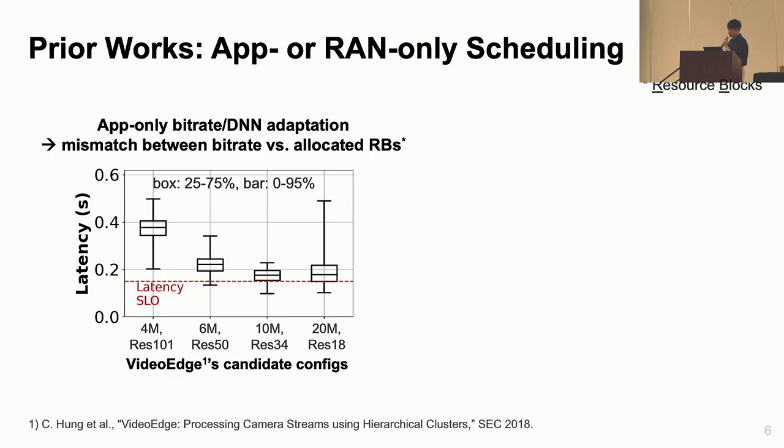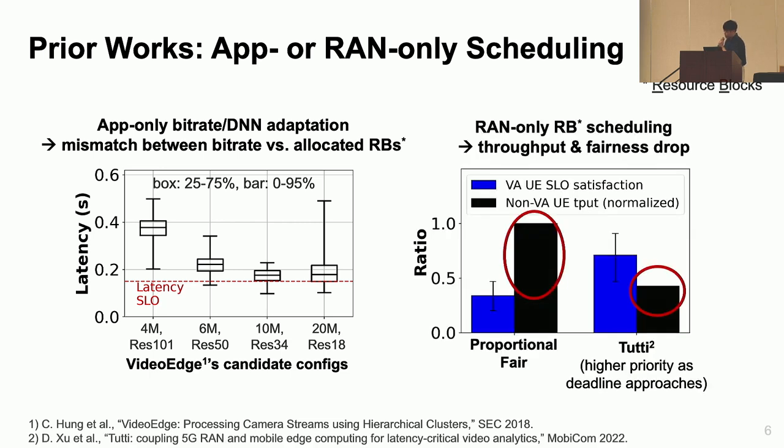high SLO satisfaction rate. And on the RAN side, some recent works schedule the RBs with application awareness. For example, Tutti exponentially increases the UE scheduling priority as the application deadline approaches. However, without application layer bitrate control, this kind of scheduling leads to suboptimal resource allocation, because it often allocates RBs to an urgent UE despite its bad channel. So as you can see in the figure here, at the cost of a very small increase in the SLO satisfaction, the overall throughput and fairness is quite hurt when we try to do this kind of RAN-only scheduling.